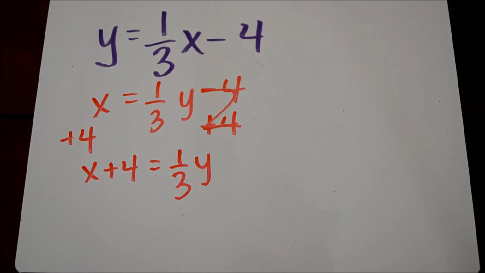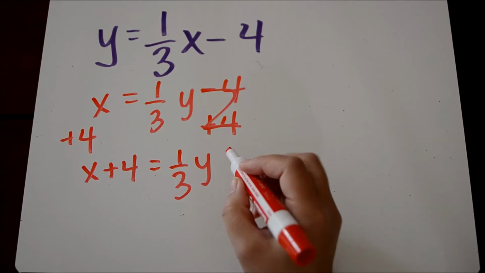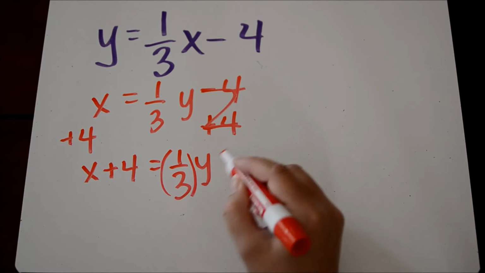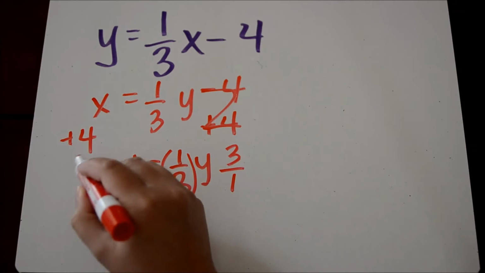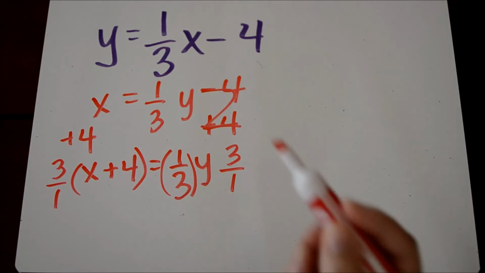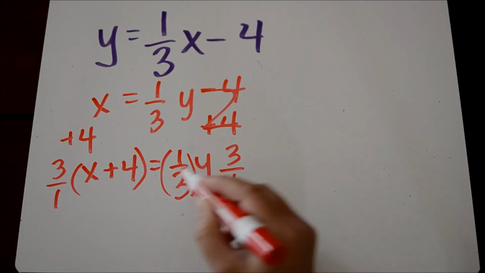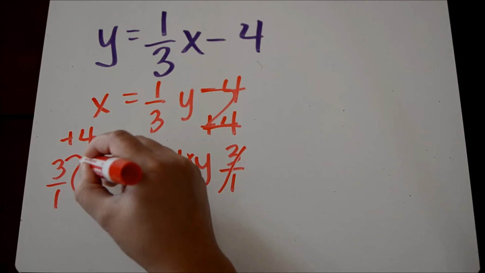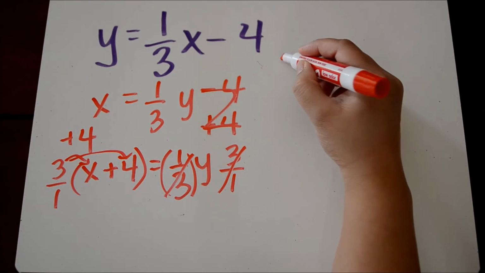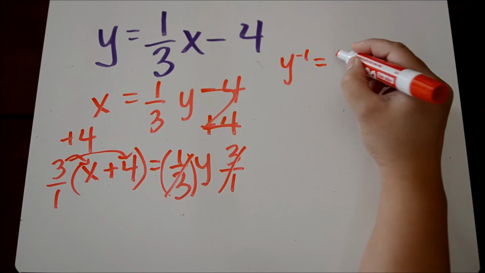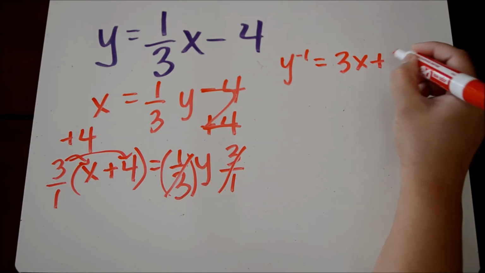To get rid of 1/3, we would multiply by the reciprocal. So that's multiplying by 3 over 1. So we're going to multiply this by 3 over 1. We're going to multiply over here by 3 over 1, which is really just 3. So we get y by itself. We have to distribute over here. We'll get the inverse of y is equal to 3x plus 12.